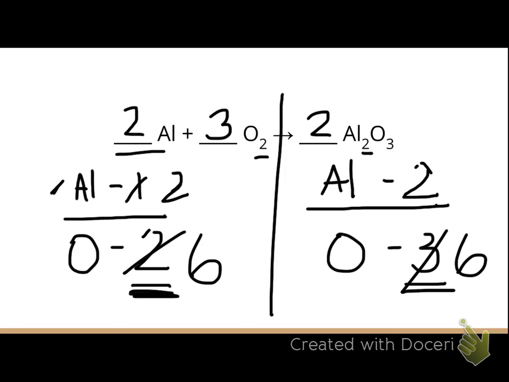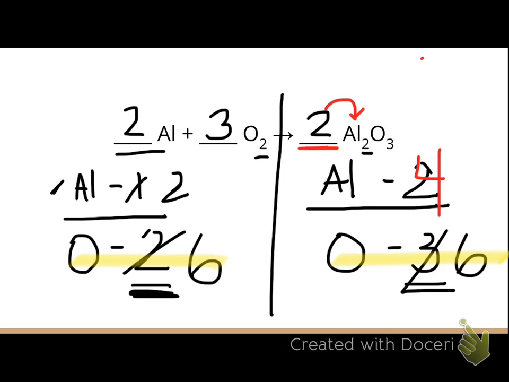So great, oxygens check out. You might want to stop there and say, okay, we're good to go. Everything's balanced. But what we have to remember is that when we put this 2 here as a coefficient, it also applies to the aluminum. So now on this side, I don't have 2 aluminums anymore. Now I have 4.